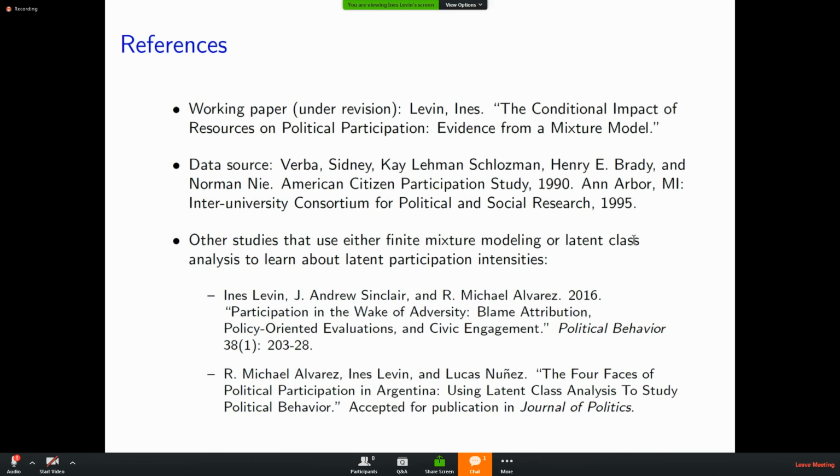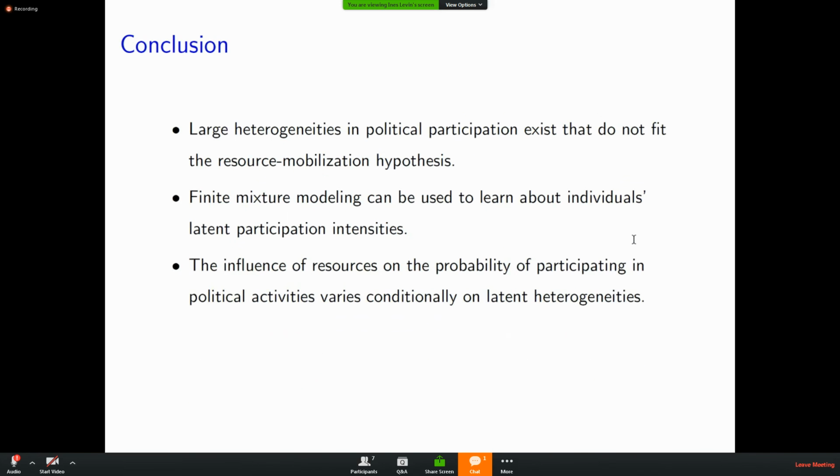The title of the paper I'm working on is the one that I gave at the very beginning. It's the same one as for the talk, and it's currently under revision. Here I'm giving you the information about the data that I've been using so far to apply the model. I also wanted to include information in this last slide about other studies that I've worked on with other co-authors, with Mike Alvarez, with Andy Sinclair, with Lucas Nunez, that are different because they look at different substantive questions, and the methods used are also somewhat different to the ones that I use here. But they also deal with trying to learn about latent participation intensities. If some of you are interested in learning more about this topic, I encourage you to take a look at these papers. Okay, so this is all.